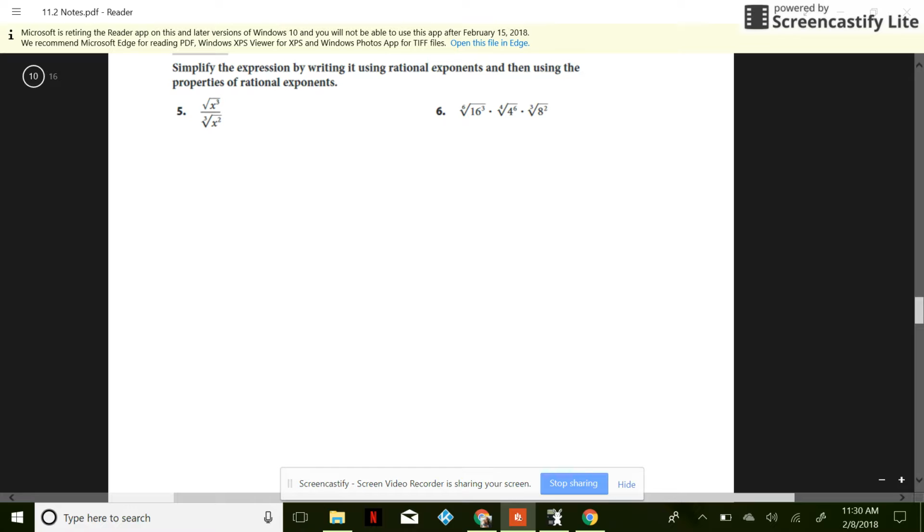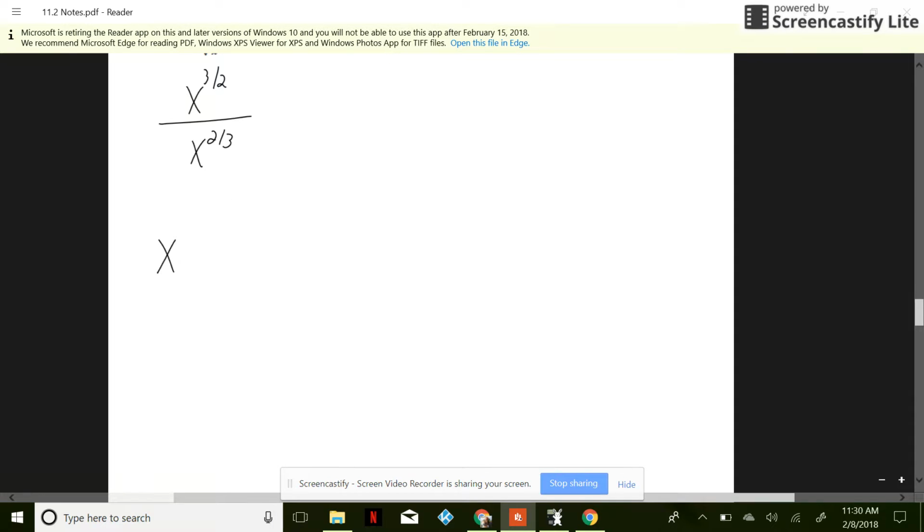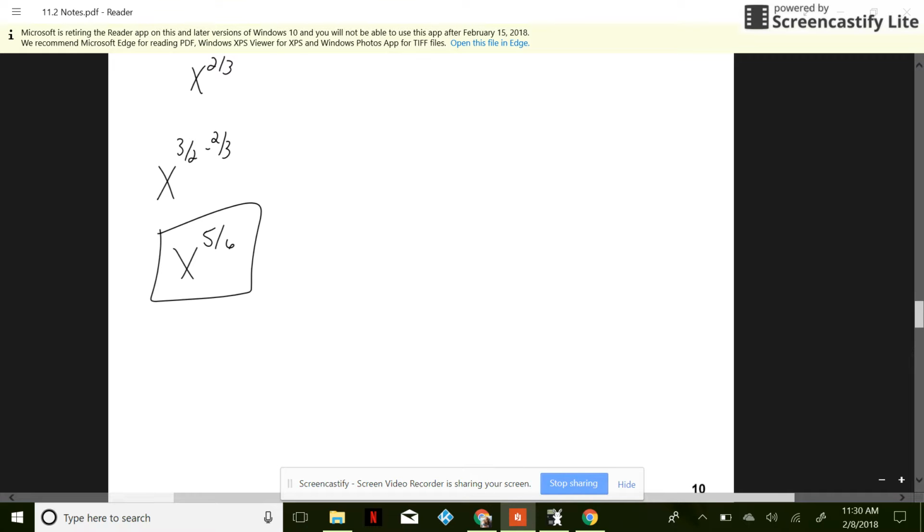So we want to rewrite these. In the numerator, that'll change to x to the 3 over 2, denominator x to the 2 over 3. So then we can subtract x to the 3 over 2 minus 2/3. So that ends up being, what is that, 9/6 minus 4/6? Yep, 9/6 minus 4/6, which ends up being x to the 5/6 power.